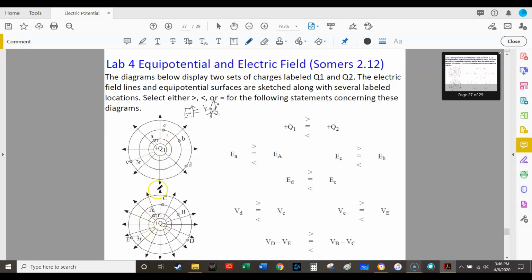Q2, it looks like there's 1, 2, 3, 4, 5, 6, 7, 8, 9, 10, 11, 12, 13, 14, 15, 16. So it looks like Q2 has twice the electric field lines of Q1. Well, that makes Q2 larger than Q1, all right? Well, that is going to color how we view electric fields now.